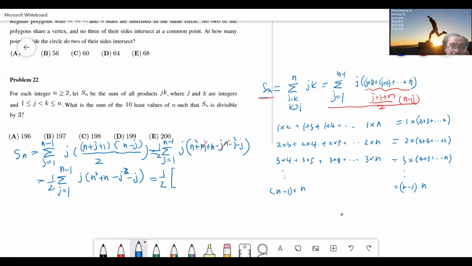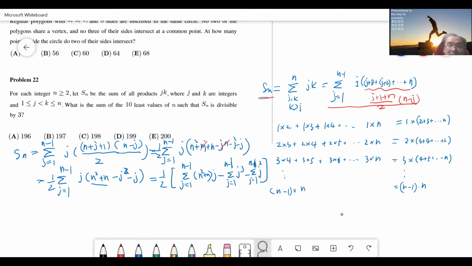So here we have the summation j equal to 1 to n minus 1. We're going to distribute. The first one we have n squared plus n times j. Then we're going to minus the summation j equal to 1 to n minus 1 of j cubed. Then we're going to minus the summation j equal to 1 to n minus 1 of j squared.